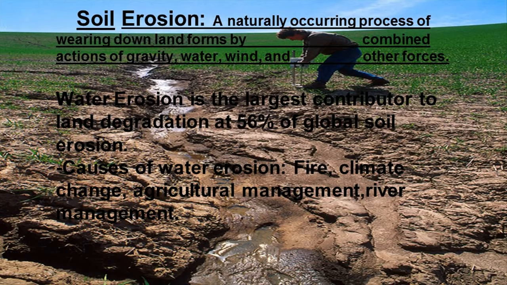Soil erosion, a naturally occurring process of wearing down landforms by combined actions of gravity, water, wind, and other forces. Water erosion is the largest contributor to land degradation at 56% of all global soil erosion. Causes of erosion: fire, climate change, agricultural management, and river management.